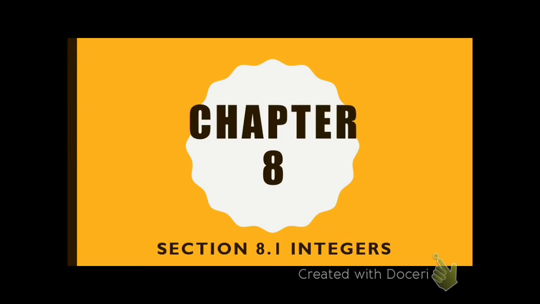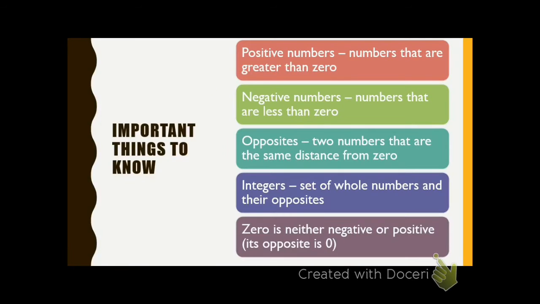Class, we're going to start chapter 8 today, and this chapter is talking about integers. So we're going to be discussing positive and negative numbers. A couple of important things for you to remember: positive numbers are numbers that are greater than 0. So 0 is not a positive number. Negative numbers are numbers that are less than 0. 0 is not a negative number.